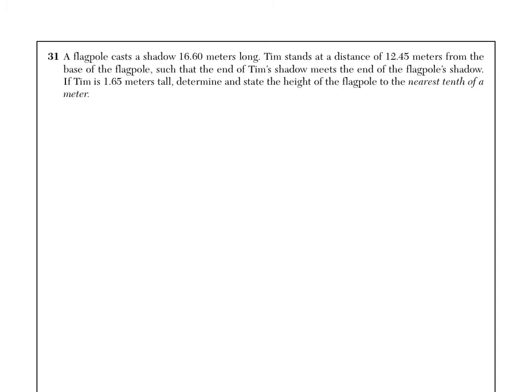All right, and our final one for this video, a flagpole casts a shadow of 16.6 meters long. Tim stands at a distance of 12.45 meters from the base of the flagpole, such that Tim's shadow meets the end of the flagpole shadow. If Tim is 1.65 meters tall, determine and state the height of the flagpole to the nearest tenth of a meter. Well, this is all about just drawing a really good picture.